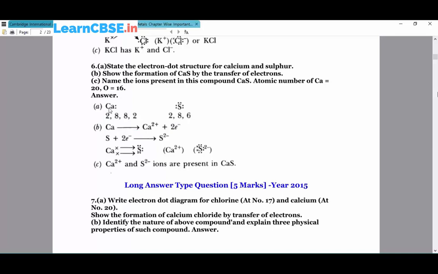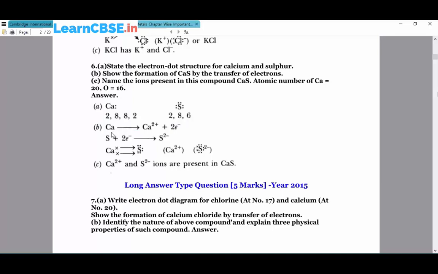Now the calcium has 2 electrons in the outermost shell, so the calcium can lose the 2 electrons. At the same time, the sulfur can gain the 2 electrons. Then it can complete the outermost shell.